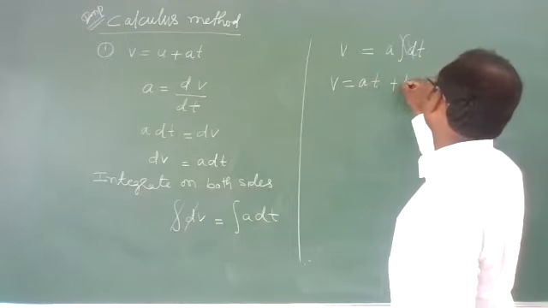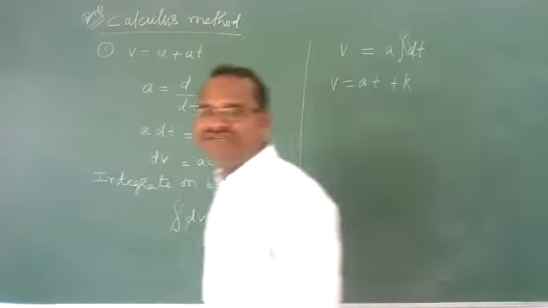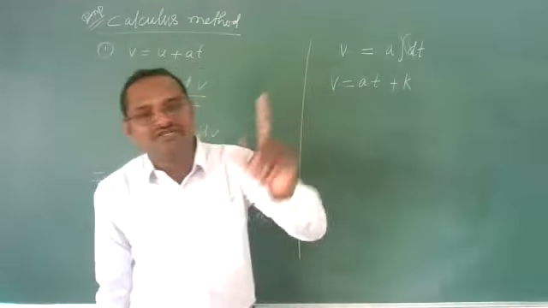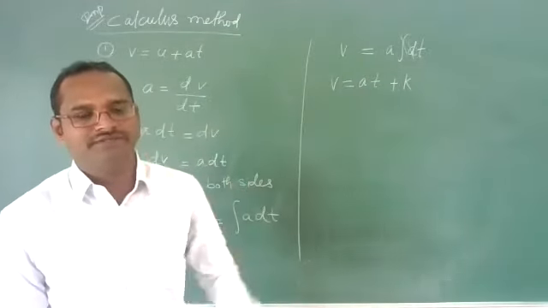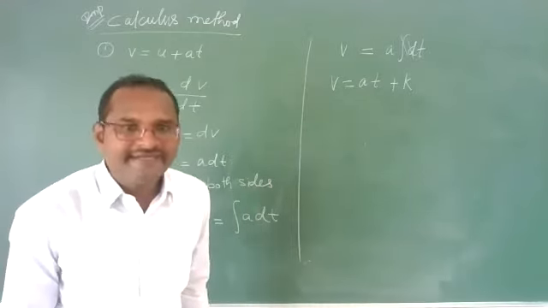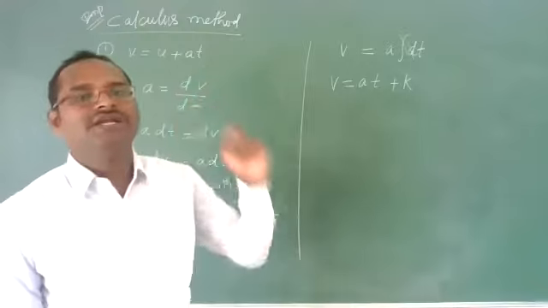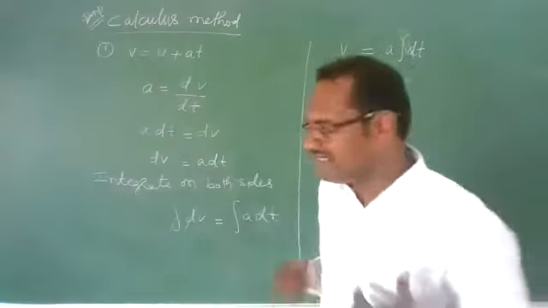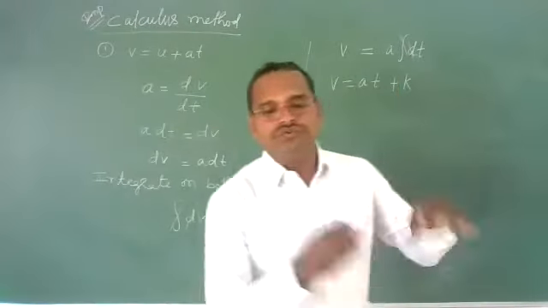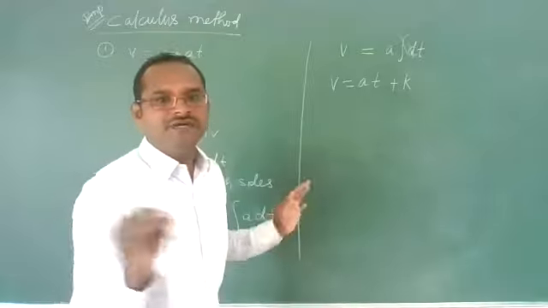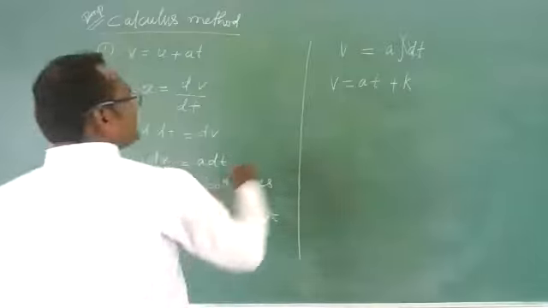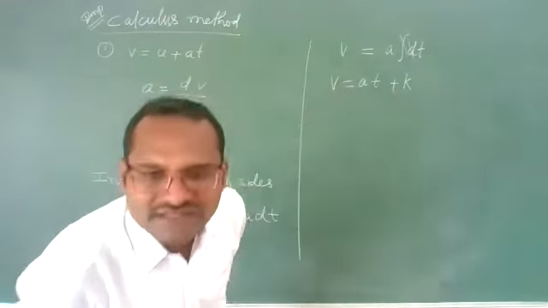Along with this, you will get one constant term here. That is called the integration constant. Here K is called the constant of integration. This value you will get when you apply initial conditions. What is the initial condition? I told you that at time t is equal to 0, you are in motion with u. You are not starting from rest, not from 0. You are starting from u. That is the initial condition. So this k value we can get by applying it.